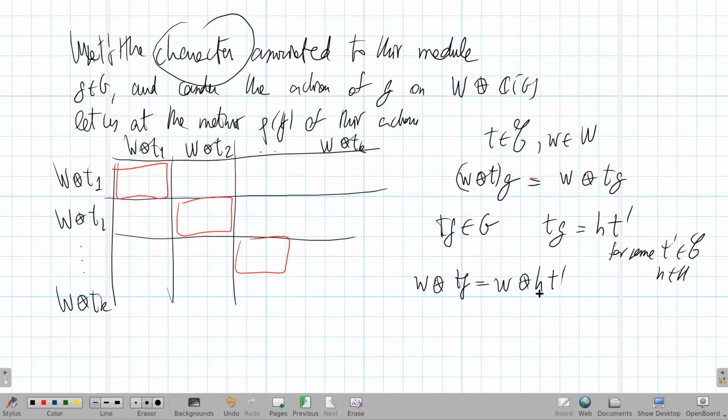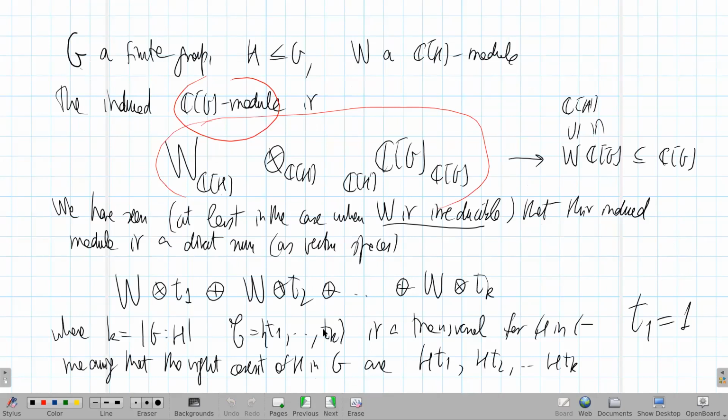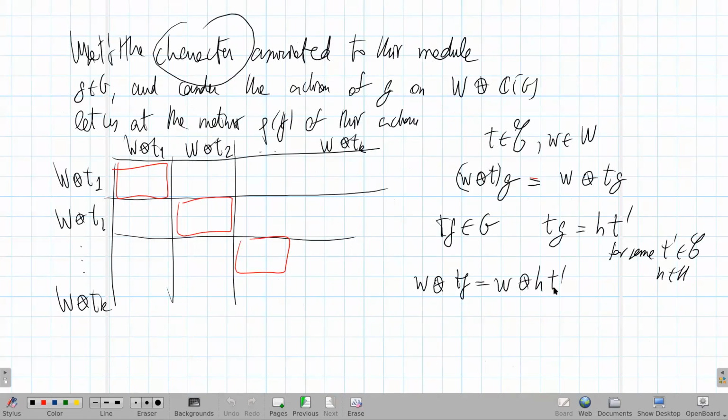And now this H, look here. Since this is a tensor product over CH, this H on the left here can go on the right here. That's the point of the tensor product, that you can move from left to right the elements of H. So this will be WH tensor T prime, which is now in one of these subspaces. But the point is, if T prime is different from T, then this is not on a block on the diagonal.